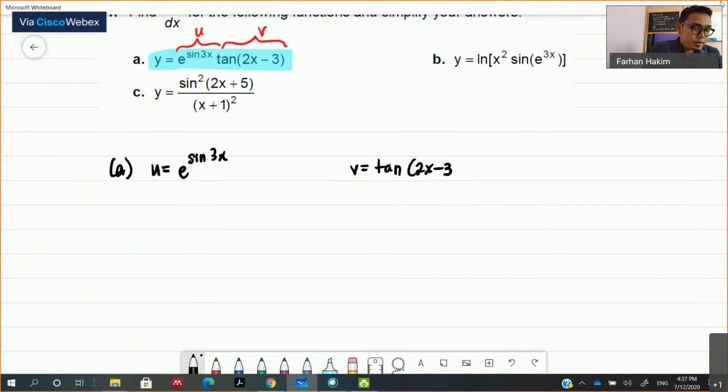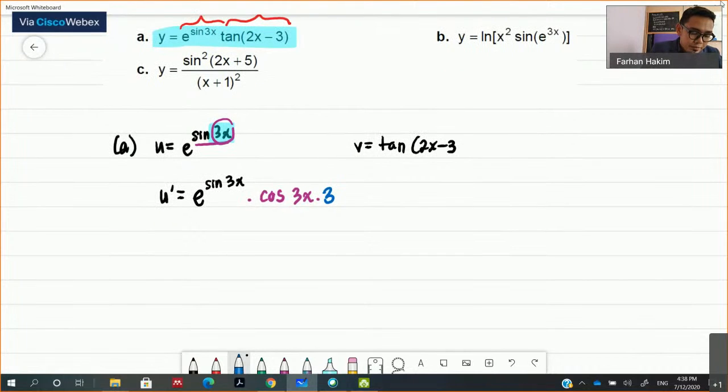All right, so u prime will be, differentiating e, which is exponential, will still give us the same function, which is e to the power of sine 3x. But now we have to differentiate the one in the power, which is sine 3x. Differentiating sine will give us cos of 3x. But we are not done yet, we have to differentiate this 3x, which will give us 3. So we simplify this and get 3e to the power of sine 3x cos 3x. All right, that one is for u.